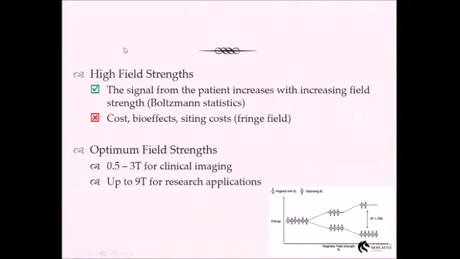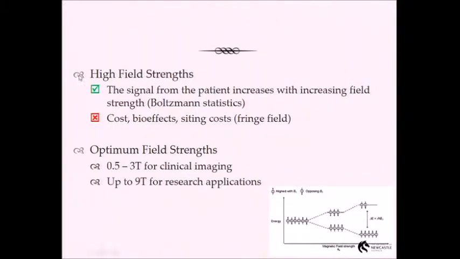Just talking about high magnetic field strength, remember I mentioned yesterday this idea of the Boltzmann statistics or Boltzmann distribution. I don't expect you to look at the equation, I just wanted to say that with higher magnetic field strength, we have more inherent SNR. The trade-off is cost. As I said, 1.5 maybe 2 million, 3 Tesla might be somewhere between 3 and 4, and 7 Tesla you're looking at $10 million.